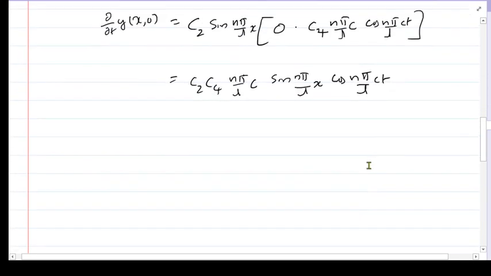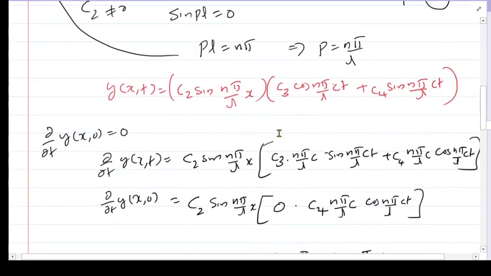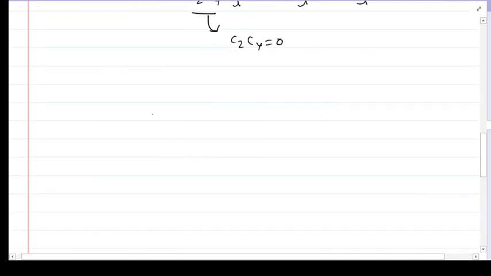Okay, this means either of these quantities can be 0. The only possibility here is C2 C4 equal to 0, but if C2 is 0, this quantity all becomes 0. So the only possibility is C4 equal to 0. At least we can get some values for C3 in that case. So we put C4 equal to 0.